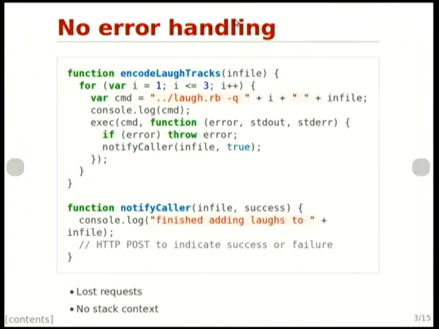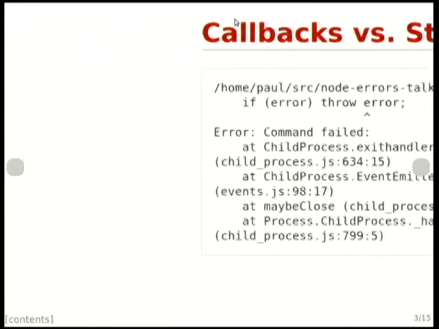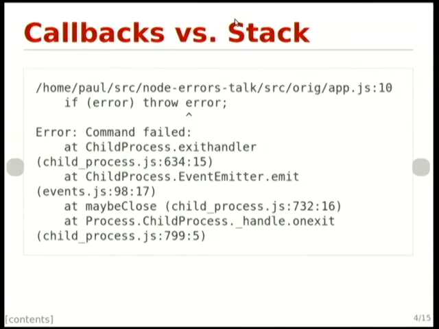This doesn't work too well, though, because it doesn't really meet any of our needs, right? It's going to bring down the server if something crashes. And we're not really going to see the reason for the failure. We're not going to see any kind of context. If something goes wrong, this is the kind of stack trace that we're going to get, right? There's nothing here. You don't see encode laugh tracks. You don't see anything about the request. There's almost nothing in this stack trace, right? It's just coming from this event emitter. So that's one of the things that we would like to improve upon.